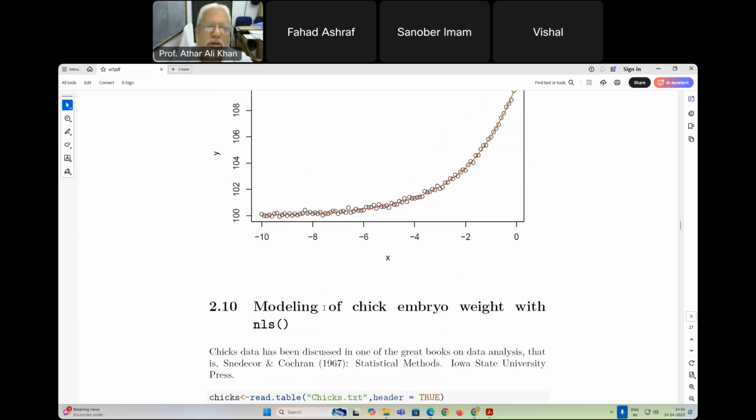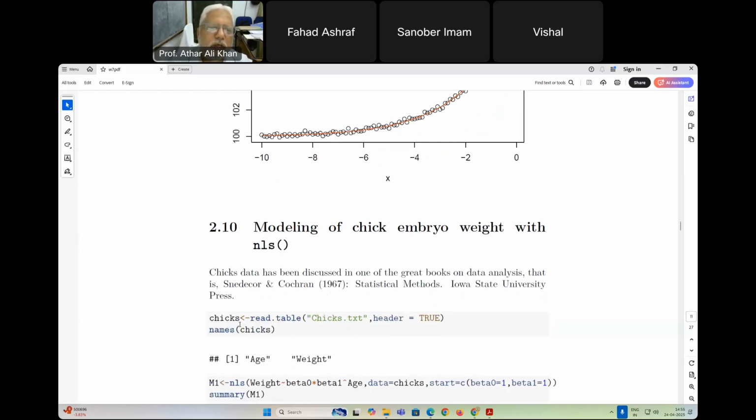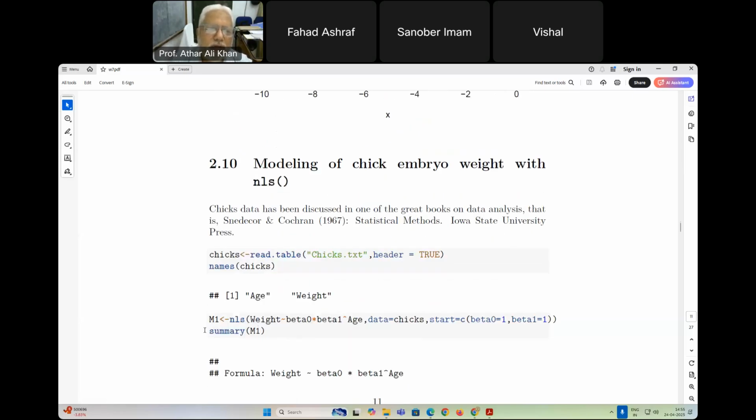Modeling of chicks embryo weight with NLS. This chicks embryo data we have already discussed. We used optim, but now we will make use of NLS. Chicks data has been discussed in one of the great books on data analysis, Snedecor and Cochran, 1967, Statistical Methods, Iowa State University Press. We are reading the data from a text file, and this is the data, age column and weight column.